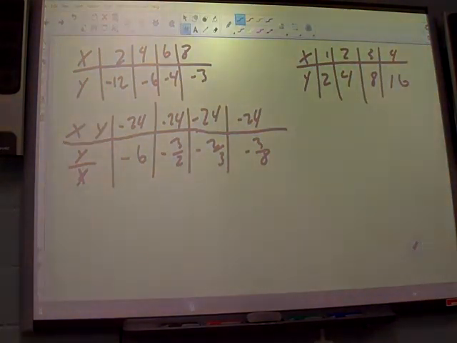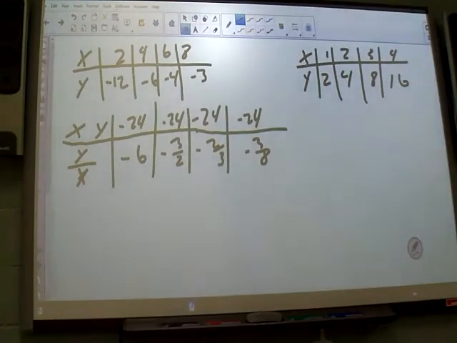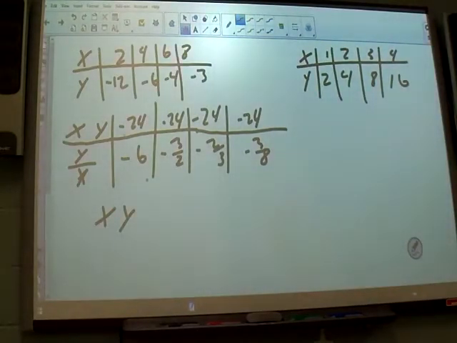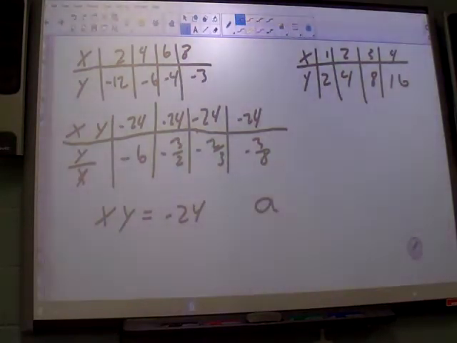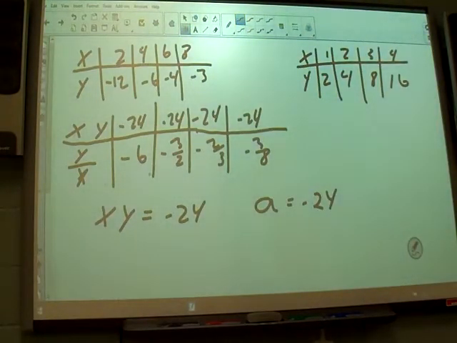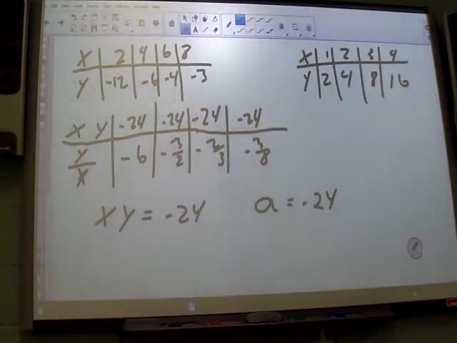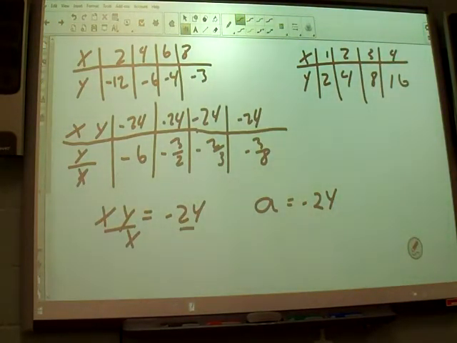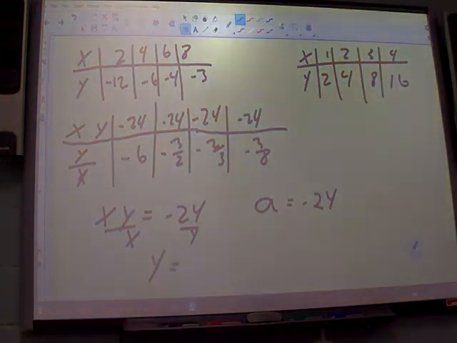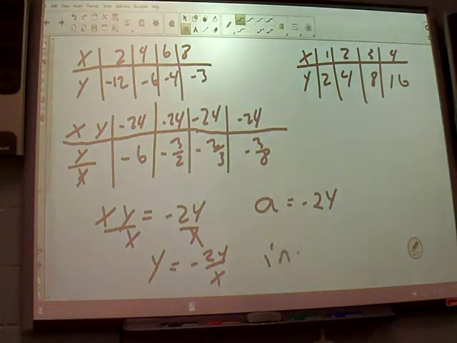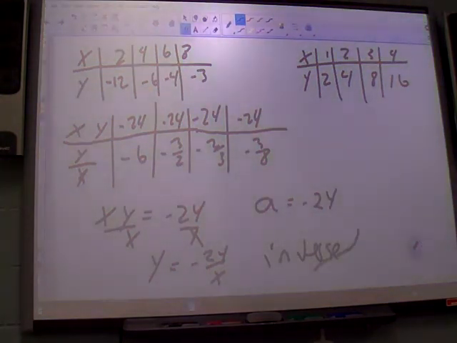Okay, now hold on. This is where it gets tricky. So this means that X times Y equals the same thing every time. So this means that my A there would be -24. But this isn't solved for Y. What would you do to solve this for Y? Divide both sides by X. So Y would equal -24 divided by X, which makes it an inverse.